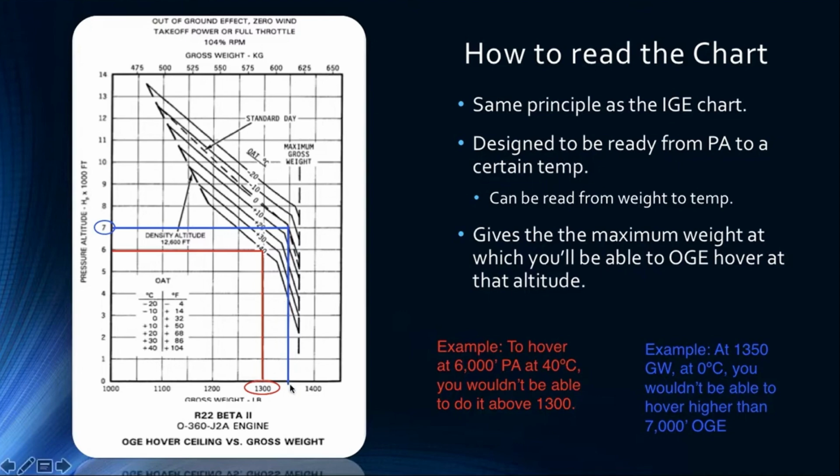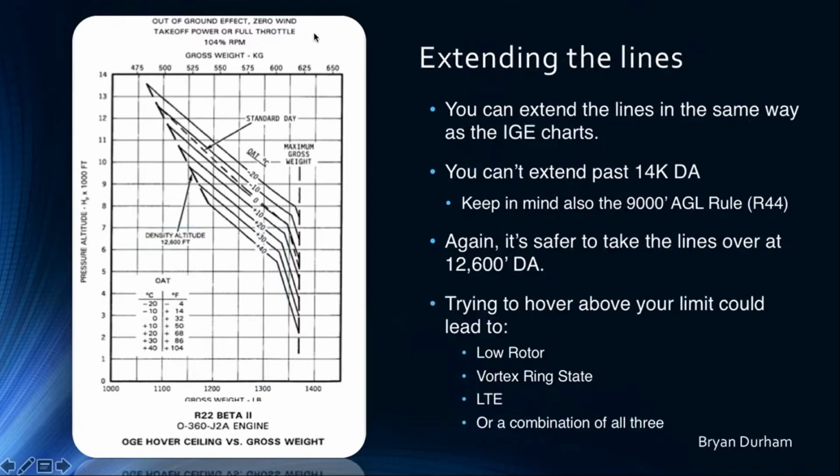There's no way that you can reduce your weight, and the temperature at your landing zone is 0 degrees Celsius. So start here at our weight, go up to our temperature line, and that tells us the altitude above which we would not be able to perform an out of ground effect hover. Again, this is per the chart. Different conditions might allow you to do that higher, or might limit you to an even lower altitude. This one's a really big one right here: 0 wind.